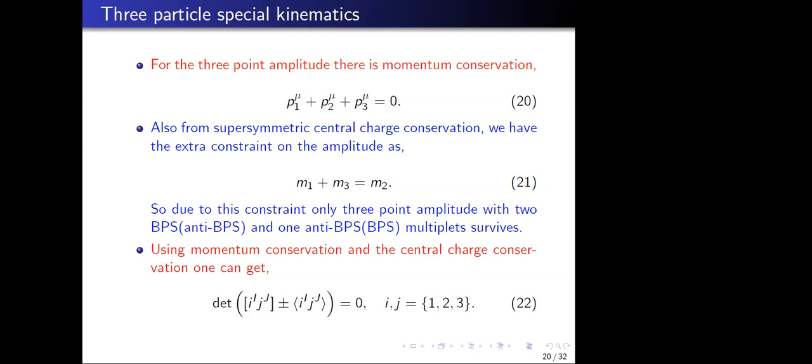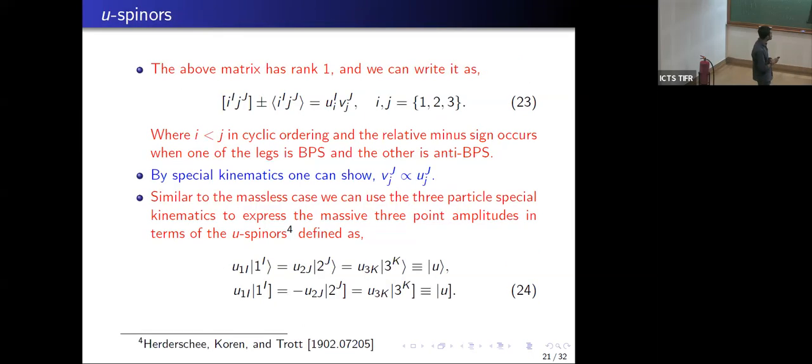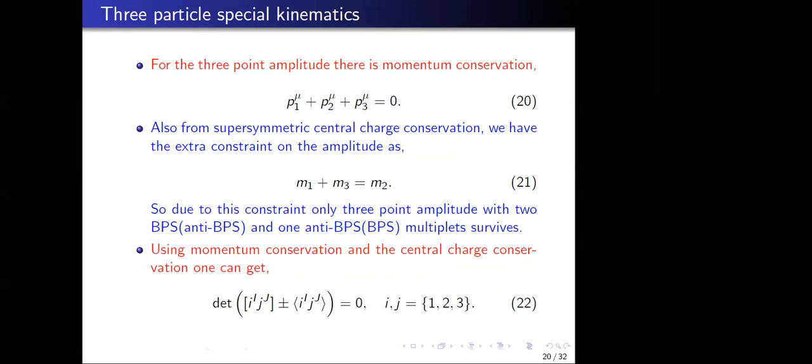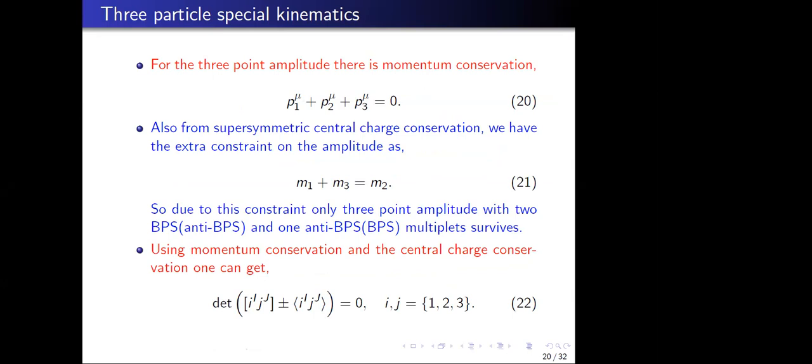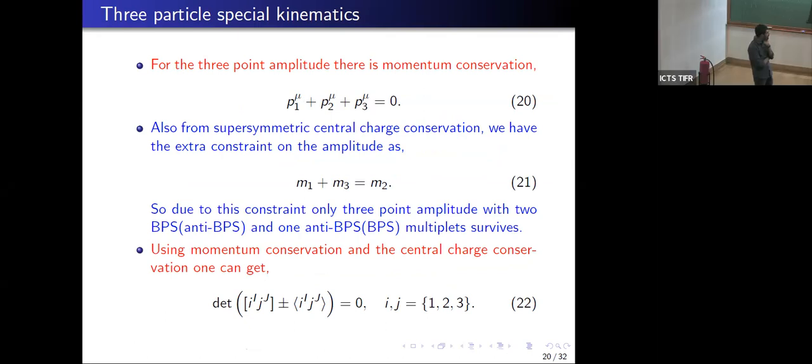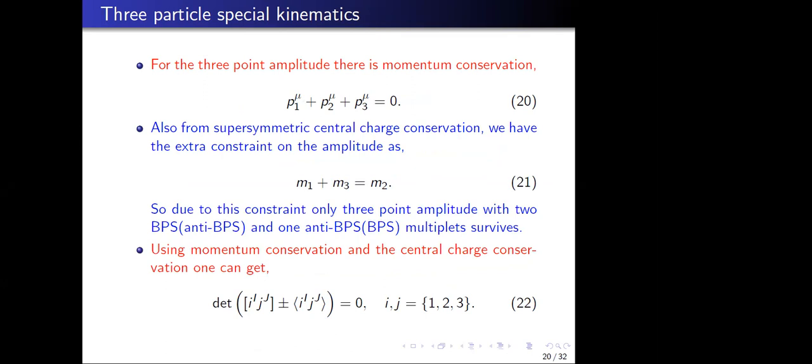Okay, so if everything is massive, then all the fields satisfy this momentum constraint condition, P1 plus P2 plus P3 equal to 0. All the fields satisfy that, right? Sorry? All the fields satisfy condition 20? So if all the fields satisfy condition 20, then how is that not in contradiction with condition 21, M1 plus M3 equal to M2? How are the first two conditions not in contradiction with each other? That is what I'm not understanding.